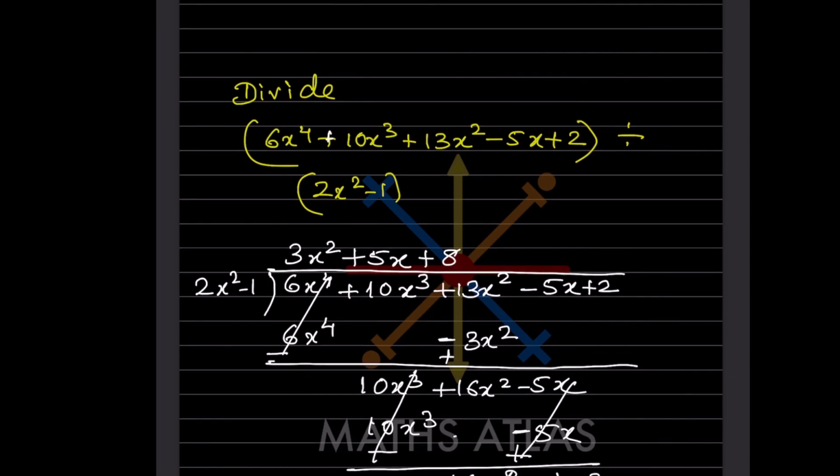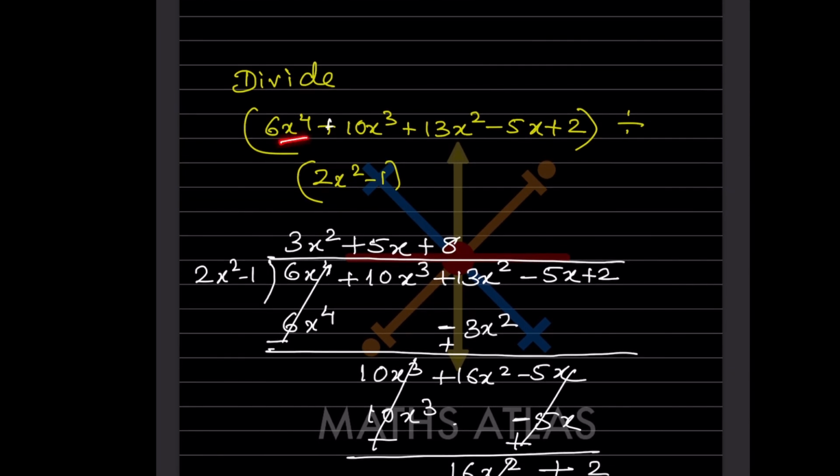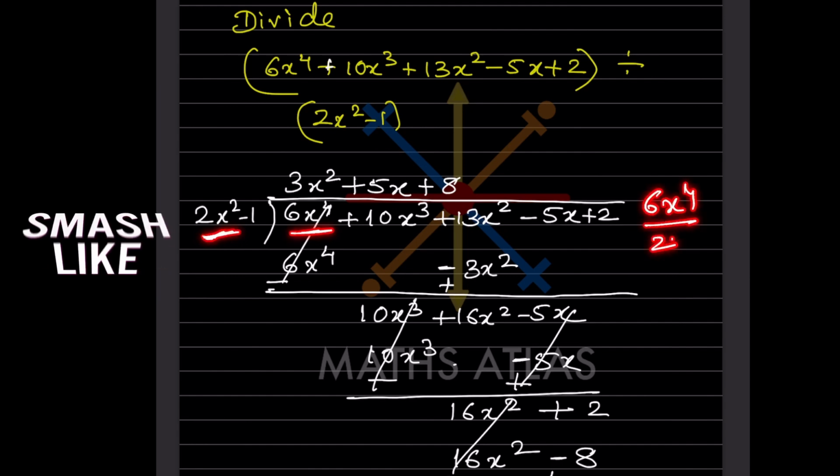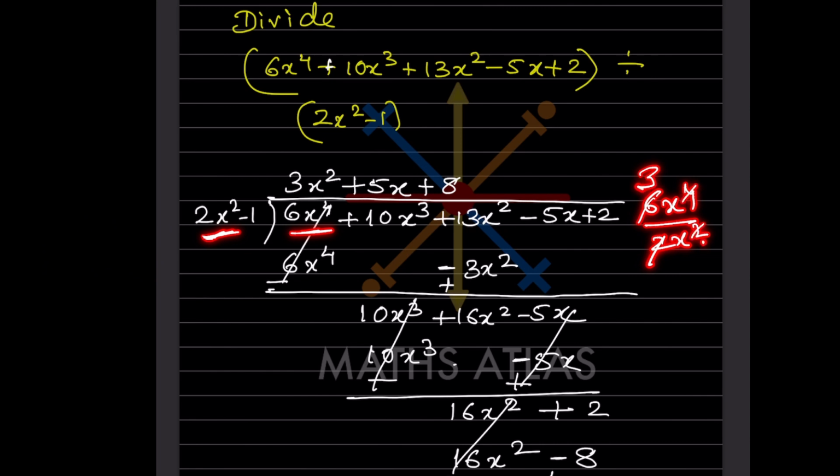So now let us see how to divide it: 6x to the 4 plus 10x cubed plus 13x squared minus 5x plus something, divided by 2x squared minus 1. So now what are you going to do? Here you will look at the first part, that is 6x to the 4 divided by 2x squared. So 2 3s are 6, so this is going to be 3x squared.